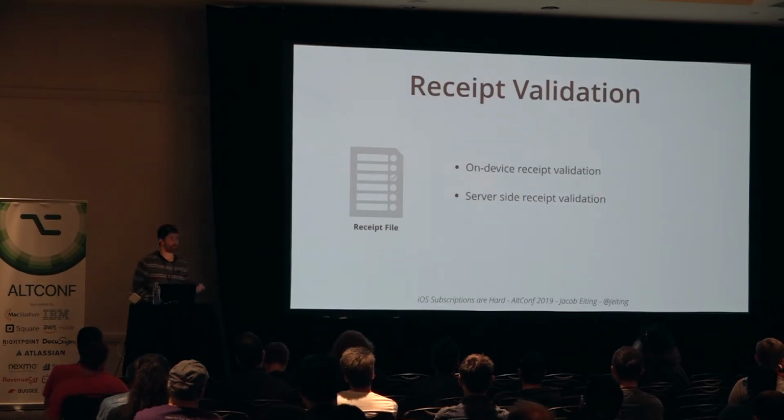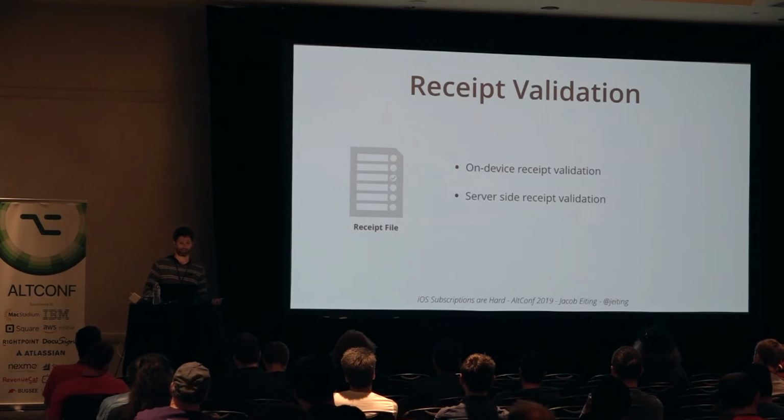So receipt validation. The first thing you need to do when you get this receipt is check its validity, because there are StoreKit crackers out there that will just write garbage receipts that are fake. And you want to make sure those are real. So there's two ways to do this. There's on-device receipt validation, which I'm going to go through real quick, and then there's server-side receipt validation.